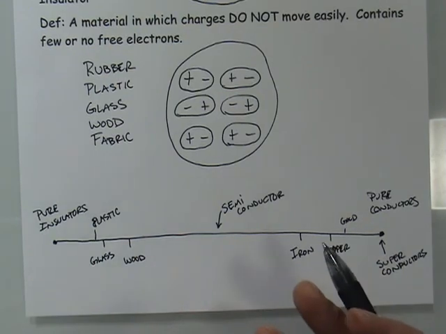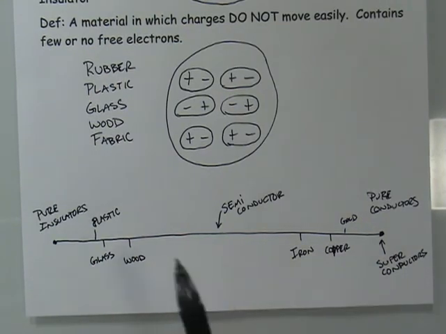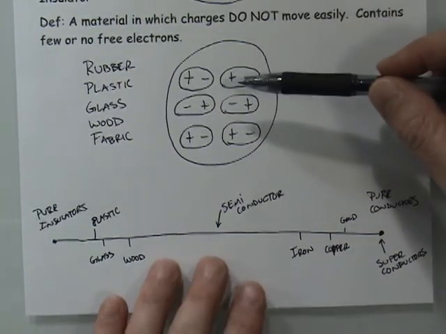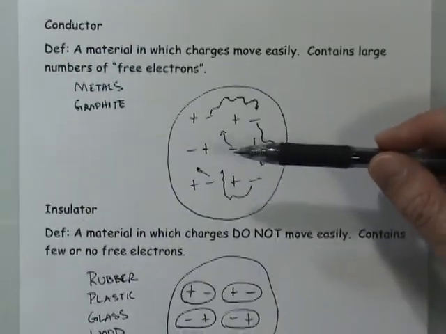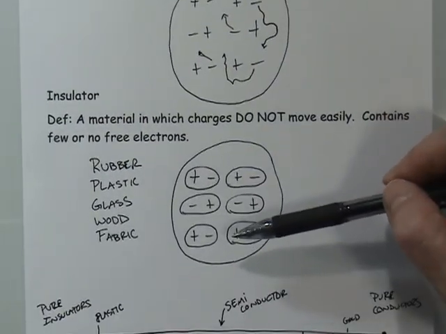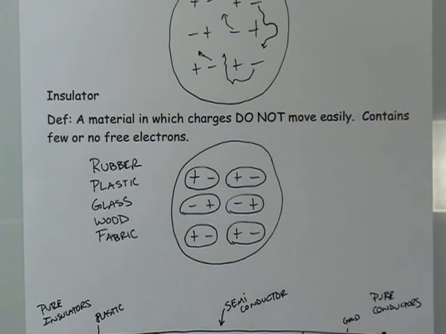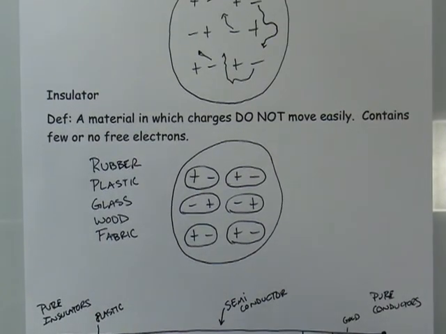So in the next video, we're going to take a look at what happens in terms of conductors versus insulators when you bring charged objects nearby. There's a similarity in the way they behave, but there's also some distinct differences, and we'll explore that in the next video.